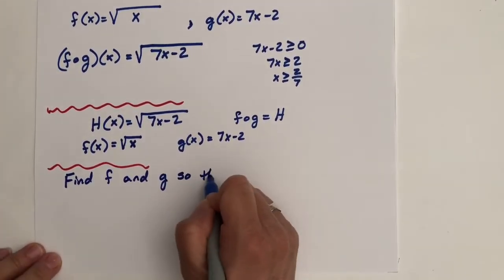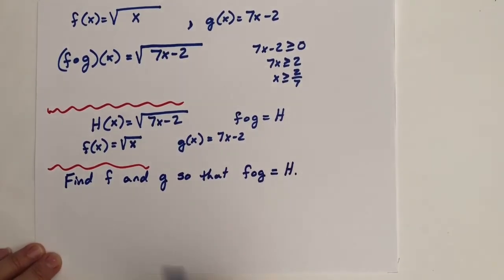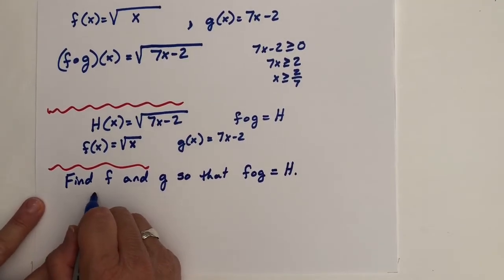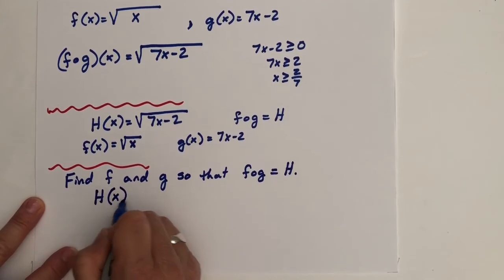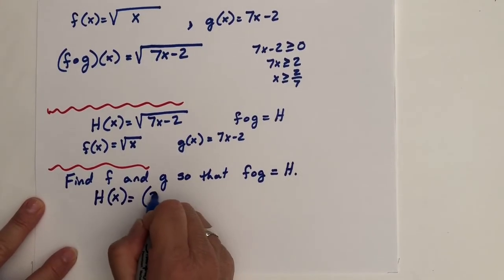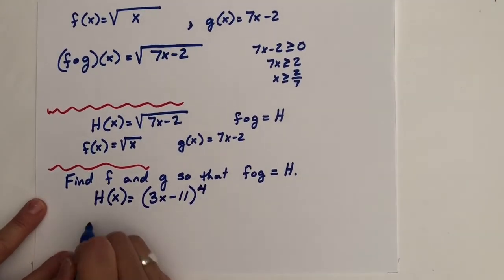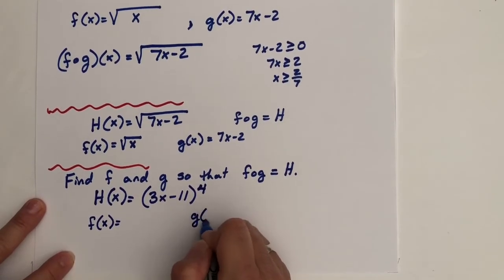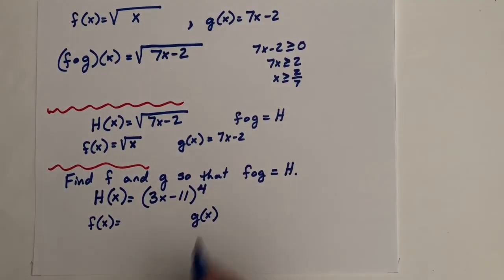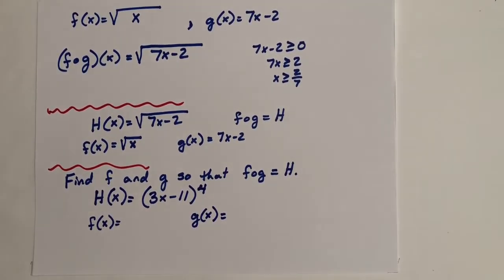so that f composed with g equals h. And you're going to be provided with an h function like h of x equals 3x minus 11 to the 4th power. So I'm looking for an f function and I'm looking for a g function. And the g function is our inner function. What got put into another function that would give you this h?